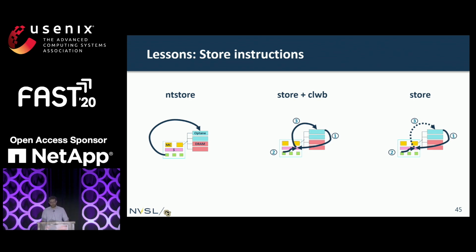So what we see is that non-temporal stores are much more efficient. Why? With a store plus a CLWB, we first need to fetch the cache line out of media, we need to do the store, and then we need to evict the cache line back into media. And so instead of just doing a write, we're doing a read plus a write. So we're using double the bandwidth in order to do this write.